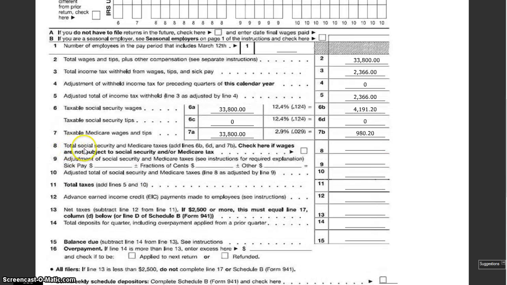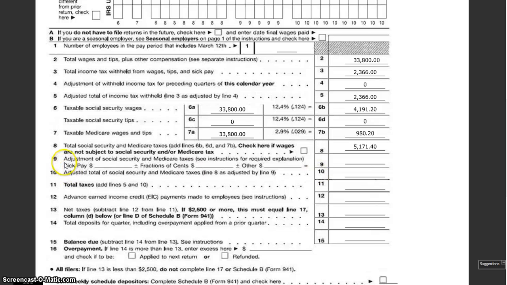Our next step says to total Social Security and Medicare taxes. It tells us to add lines 6B, 6D, and 7B. So these are what we are adding. There's 4191.20 plus 980.20, and we should get 5171.40.